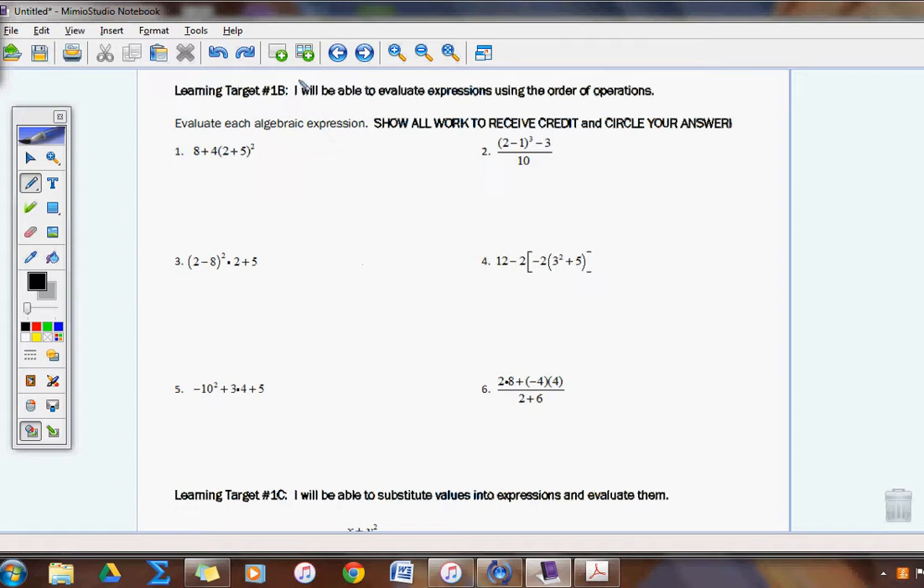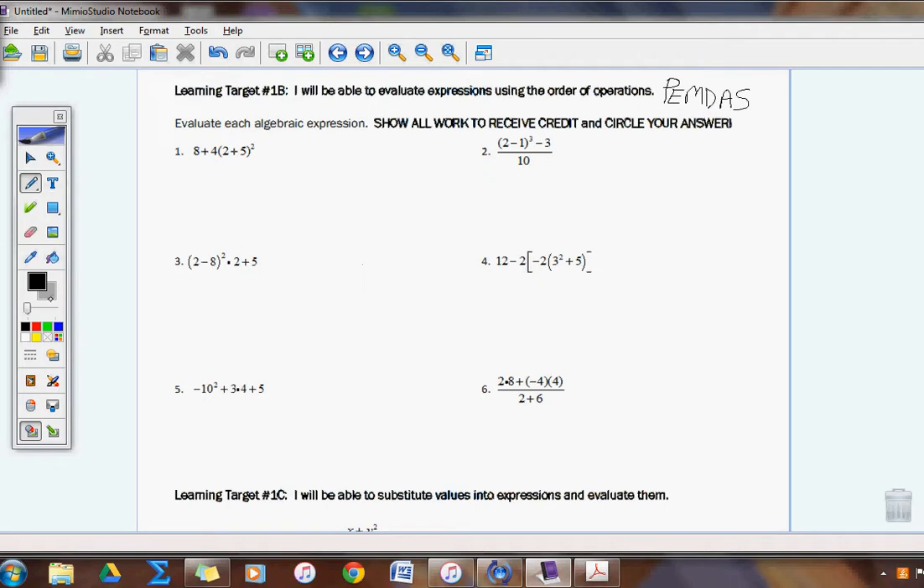Okay, we're going to start with this first Learning Target 1B. Not that Learning Target 1A is not important, but you should look through your terms and hopefully be comfortable with those terms. Okay, so here we go. We're going to work with order of operations. Don't forget, hopefully by now, that PEMDAS is what we use for order of operations, okay?